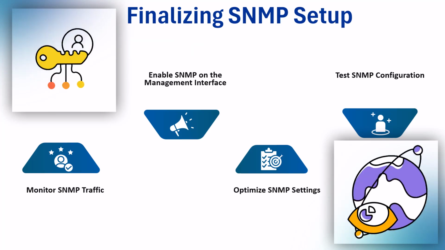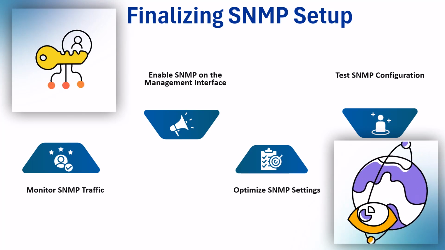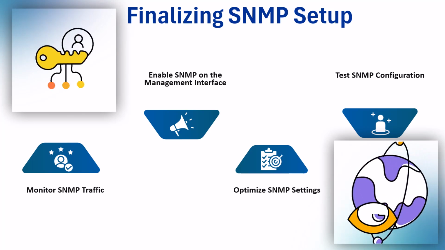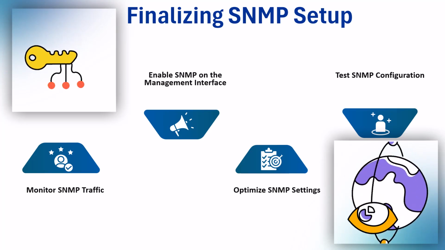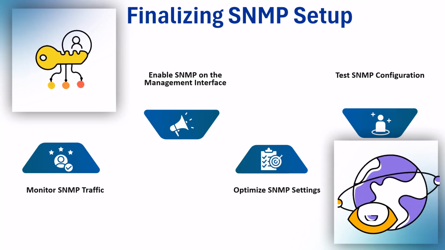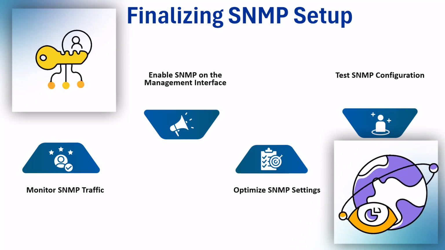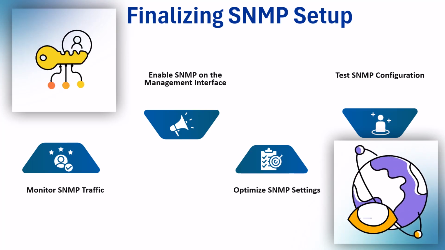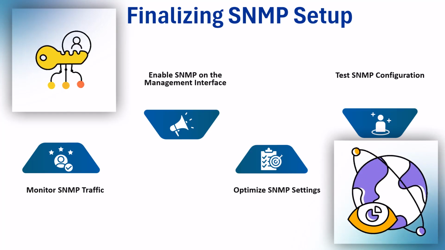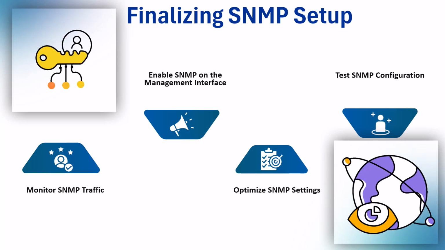Simple, right? Almost done. First, enable SNMP on the management interface. Turning it on is kind of important. Then, test your SNMP configuration, because nobody likes surprises. Monitor SNMP traffic to ensure things are running smoothly, and optimize your settings for the best performance. Think of this as fine-tuning a sports car. You want it running at peak efficiency.